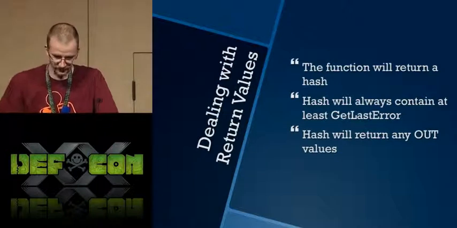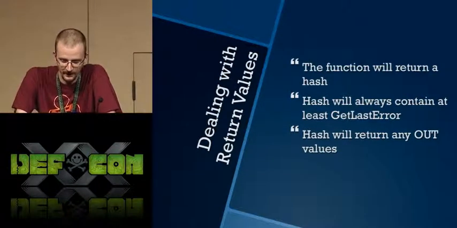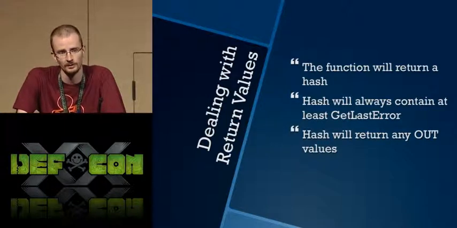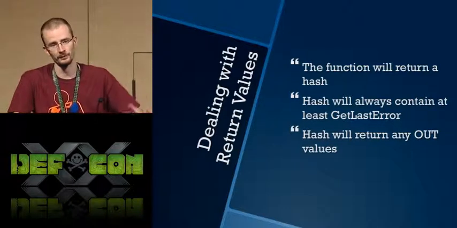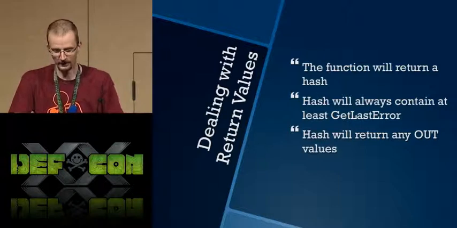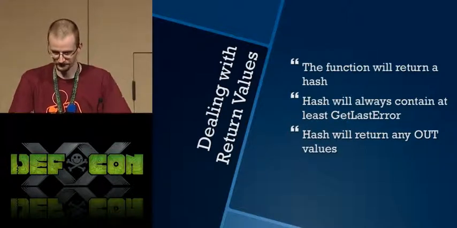So when you make an actual function call, you're actually returned a hash. And that hash will always contain at the very least the result of a getLastError call. So basically Railgun will make the function call for you, and then it will call the Windows getLastError function, which will tell you any error code that occurred with the running of that function. And then the hash will contain any out values from that function call.